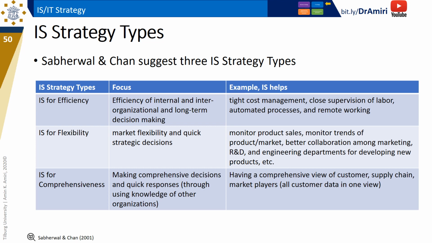The third type of IS strategy is IS for comprehensiveness. This strategy focuses on making comprehensive decisions and quick responses. So we create business applications, we add new features to current business applications, hoping to have a comprehensive view of what is going on in the environment.